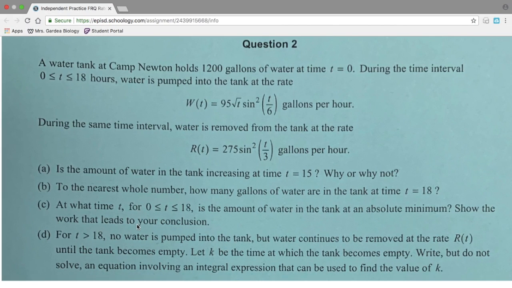All right, so now we can go on to part D, which reads, for times greater than 18, no water is pumped into the tank. So that means we're past the initial 0 to 18 hours. So for time greater than 18, no water is pumped into the tank, but water continues to be removed at the rate R of t, which we said was the 275 sine squared t over 3, until the tank becomes empty. Let k be the time at which the tank becomes empty. Write, but do not solve an equation involving an integral expression that can be used to find the value of k.